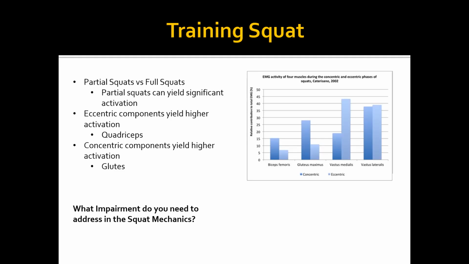And we also have to consider this, look at the activation for the hamstrings and the glutes. That is your concentric movements. Your vastus medialis and vastus lateralis are really your eccentric movements. So we want to make sure that when we're targeting these muscles, we're targeting them with the correct muscle activation as well. And then we do consider this, what impairments do we need to address in the squat mechanics? And we're going to go through that through your assessment so that we can target exactly what we can hit on.